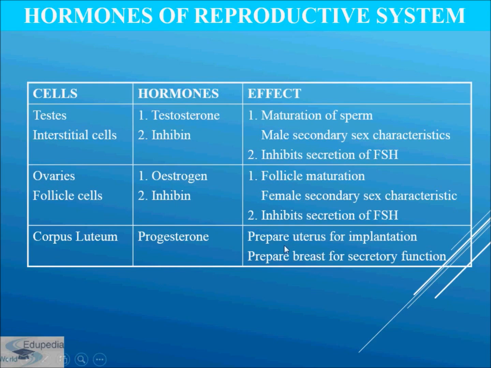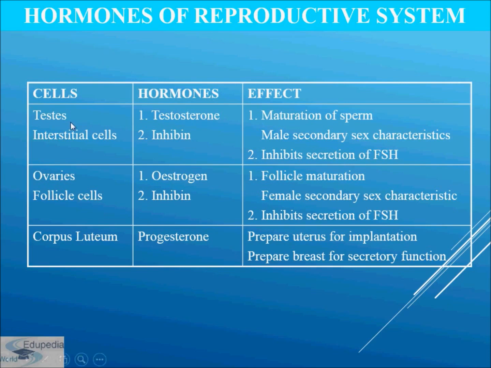So what is the effect of progesterone? It prepares the uterus for implantation, and it prepares the breast for secretory functions because progesterone acts on the mammary glands, and it stimulates formation of alveoli, milk formation, milk secretion, and milk ejection. Progesterone also causes increased secretion of mucus in the cervix of the uterus that forms a protective plug during pregnancy.